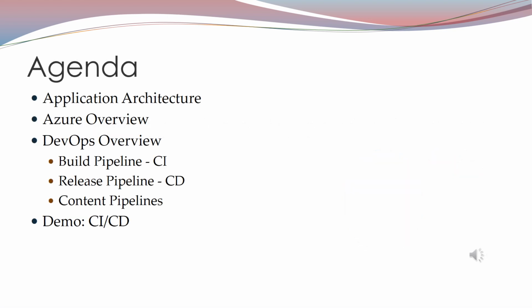The agenda for this video is we'll take a look at the application architecture in terms of dev, test and live setup. We'll take a look at the Azure configuration as it hosts the test and live web apps. We'll then take a look at the DevOps setup in terms of build and release pipelines, as DevOps is used to build the website on a continuous integration basis from a GitHub repo.